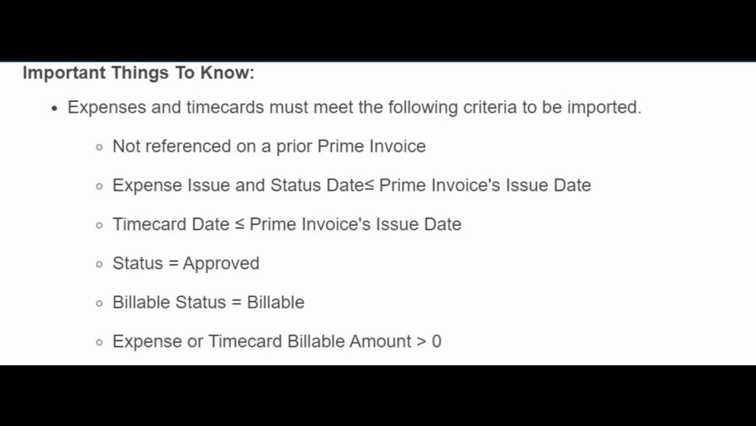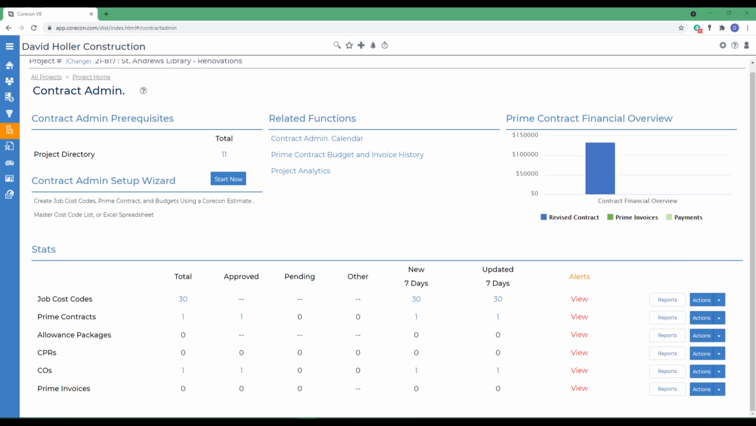Time cards also must have a time card date equal to or less than the prime invoice's issue date. The transactions must have an approved status. They must also show a billable status. And the expense or time card must have a billable amount greater than 0. Since this method has the ability to add markups by resource type, that's also how the costs and expenses will be added to the prime invoice, also grouped by resource type.